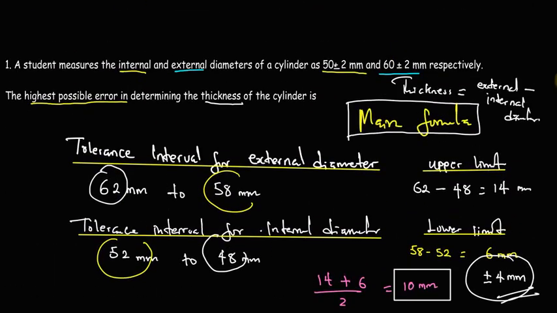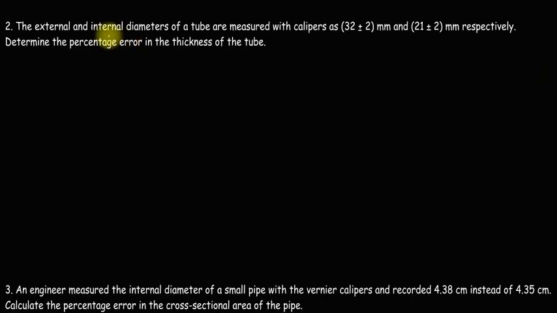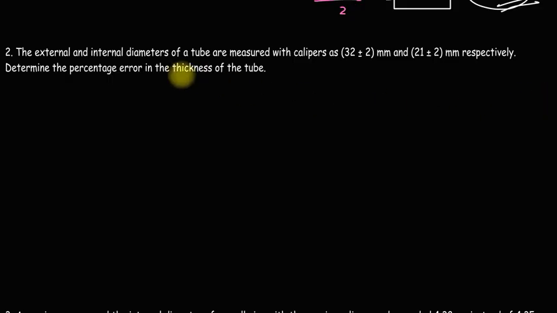So in this question, we determined the highest possible error. We didn't look for percentage error. But in this question, we're being asked to look for the percentage error. To find the percentage error, we have to look for the absolute error, right? That's the greatest possible error. So how do we go about that?